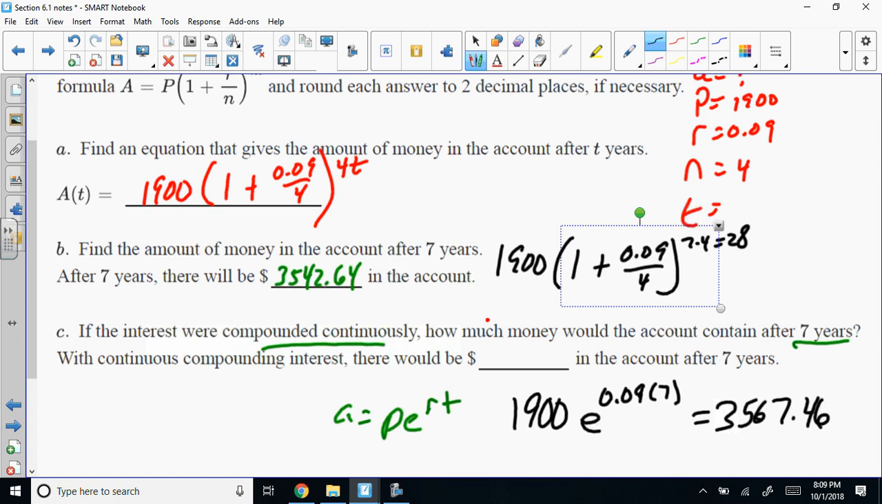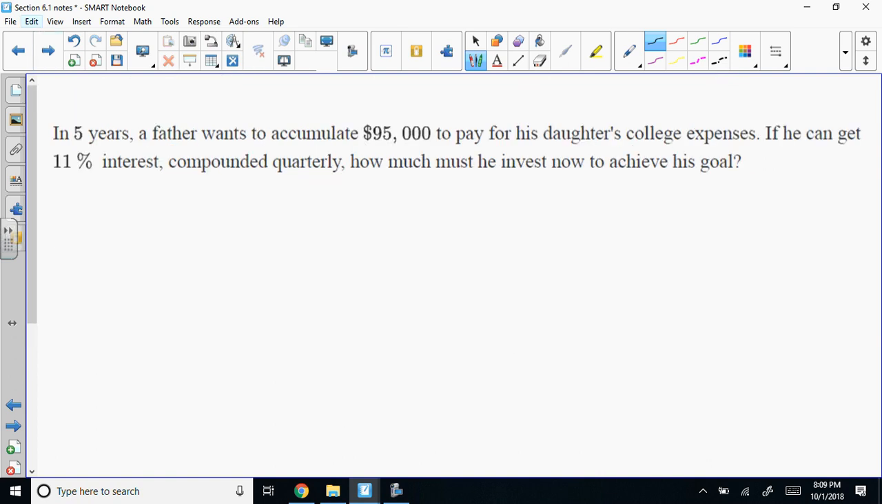Okay. All right. Any questions about 35, 67, 46? So we make just a little bit more money 4 times a year compared to continuous. So in 5 years, a father wants to accumulate $95,000 to pay for his daughter's college expenses. If he can get 11% interest compounded quarterly, how much would he have to invest to achieve his goal?